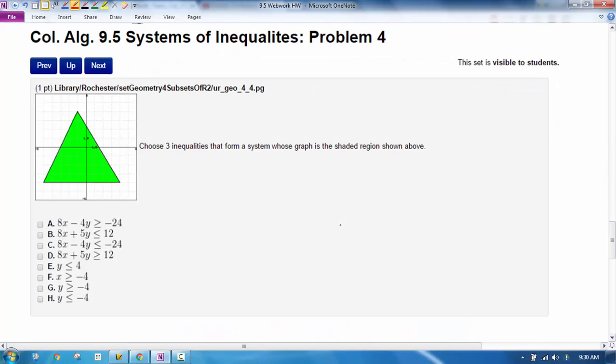Okay, this next problem wants us to choose 3 inequalities that form the system. So the first one's pretty easy. This line here, we want to graph, that's obviously y equals negative 4. But we want to graph all the points that are greater than that, so we want all the points greater than or equal to. So we're looking for that, and that's G.